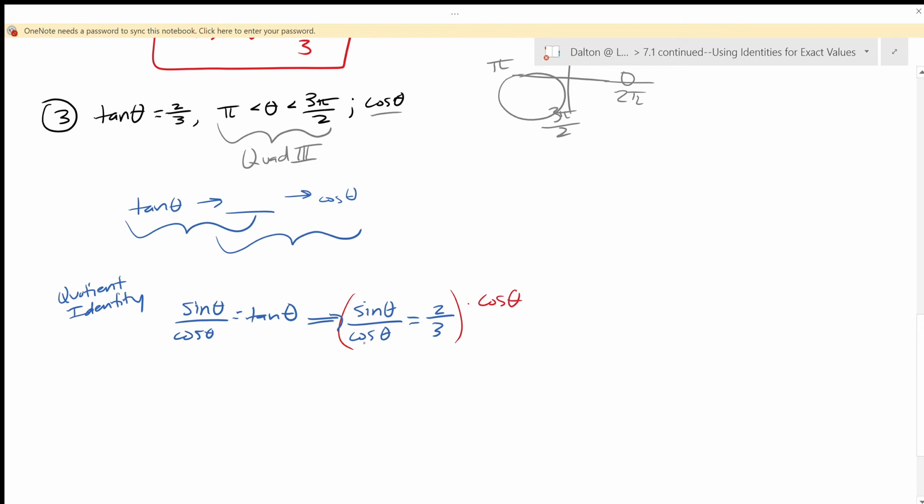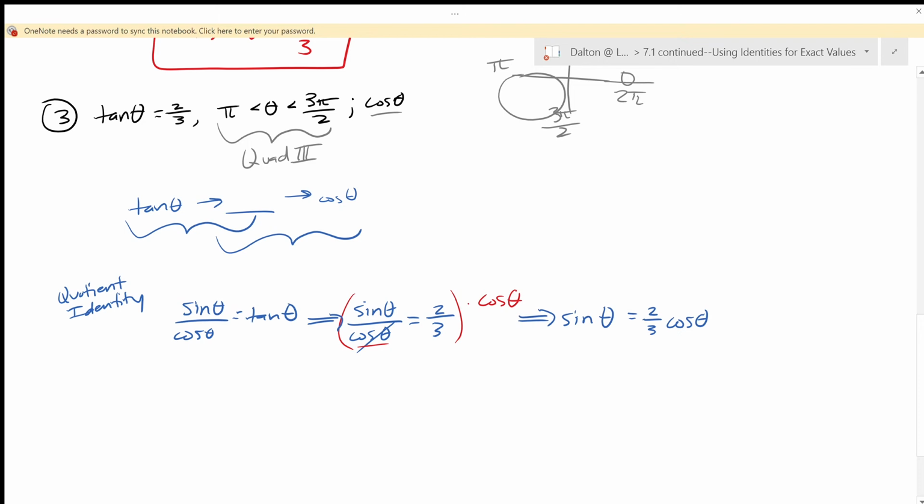So if I multiply it by the cosine of theta, it'll cancel. So if I do that, then on the left side I just get sine of theta, because that cosine of theta cancels. And on the right-hand side, I get 2/3 times the cosine of theta. So I've now rewritten, using the quotient identity, my tangent in the form of sine.